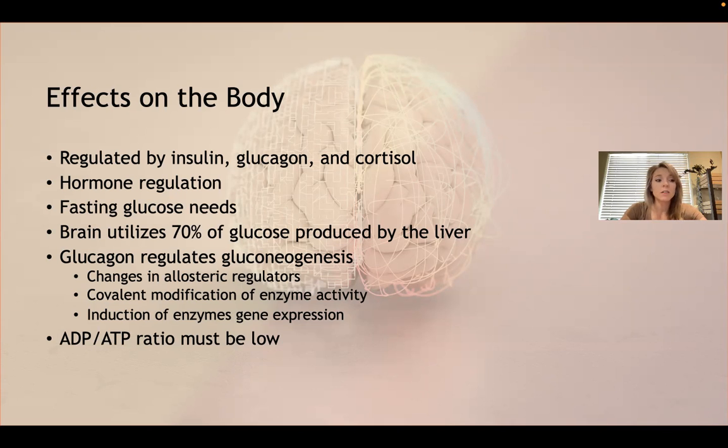For gluconeogenesis to occur, the ADP-ATP ratio must be very low, since gluconeogenesis is an energy-demanding process requiring high-energy molecules to be spent in several steps, which is one of the reasons this isn't necessarily the best way to get glucose, but when it's necessary, it's necessary.